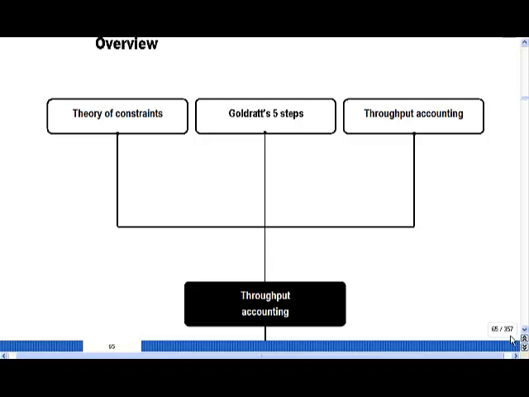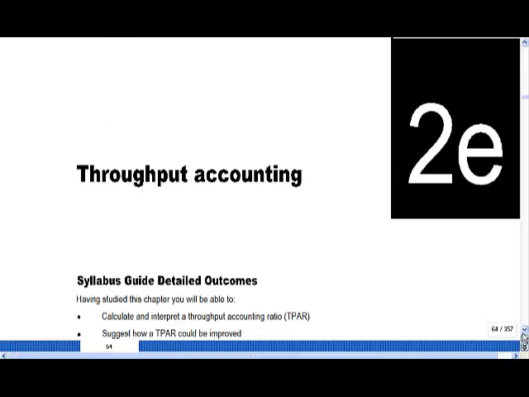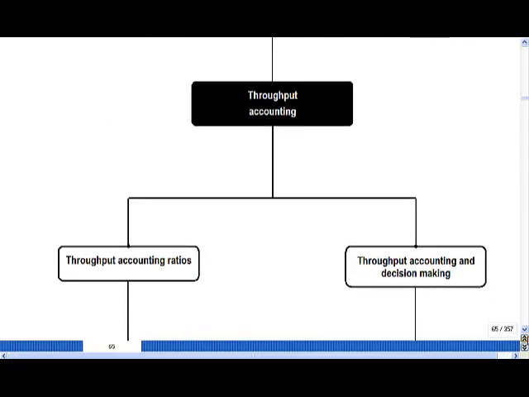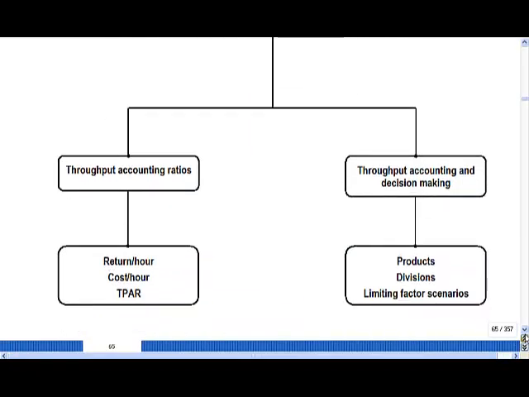So I've got a little bit in this chapter in terms of the theory and what it's all about, and then we do have some calculations, so we've got some ratios in here to learn, and then we can also look at how we can use throughput accounting with decision making. Now this is likely to feature for all of a question.